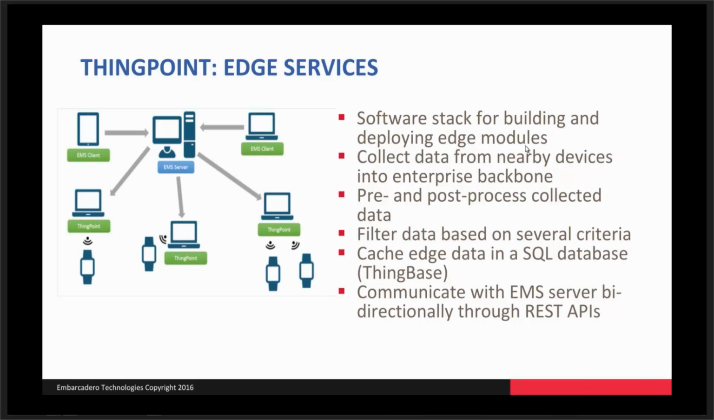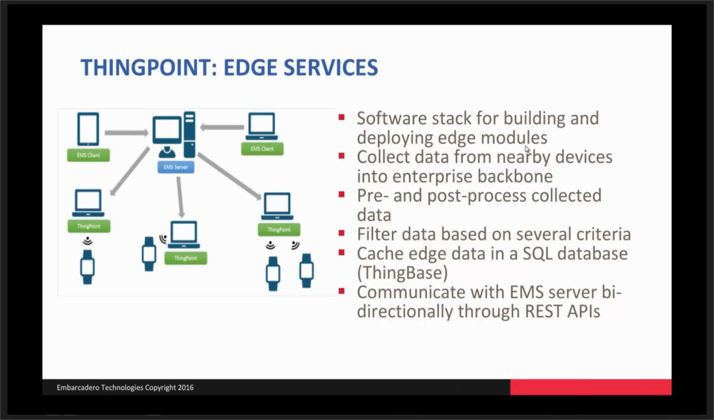So what does that mean? For example, let's say you have a factory and you have multiple temperature sensors set up throughout your facility, and you want to receive a push notification whenever the temperature is above a certain degree. You could have all your Bluetooth LE smart devices connected to ThingPoints throughout your facility, and the ThingPoints would be caching that data, and it would be able to filter data based on several criteria.